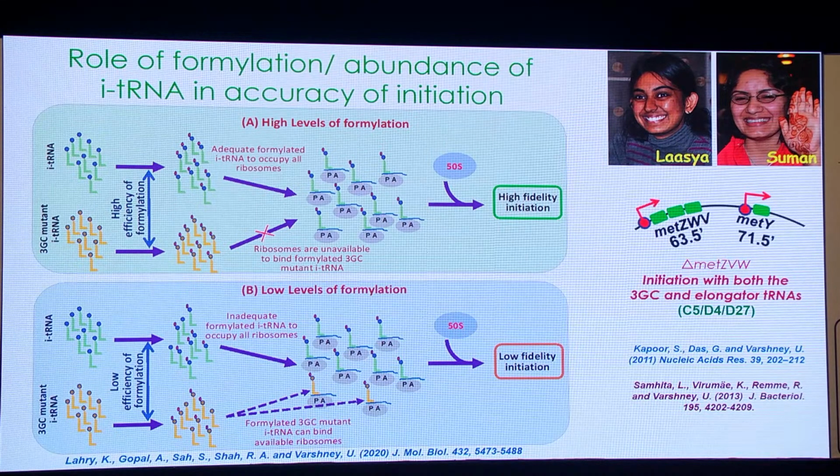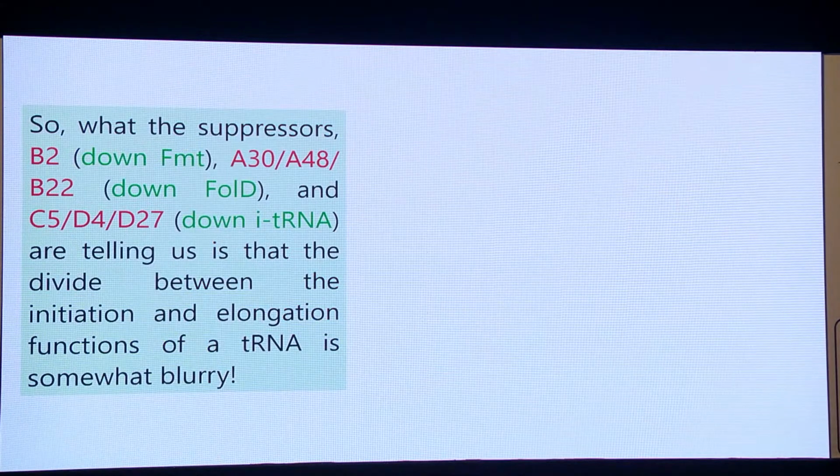This work then showed that there is some connection, or the tRNA abundance really makes a difference in terms of initiation. So what we have shown so far is that B2, A30, A48, B22, where there is downregulation of fold-D, downregulation of FFT, or downregulation of initiator tRNA. All of these things are telling that the divide between the initiation and elongation functions of a tRNA is somewhat blurry.